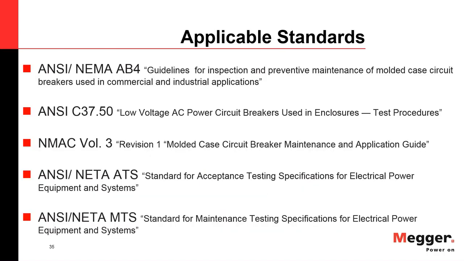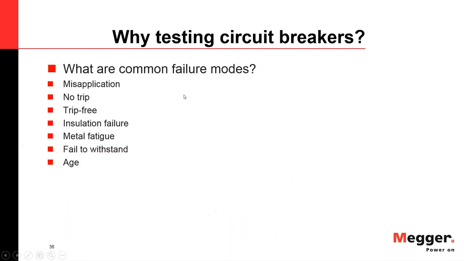Now there are a few standards applicable. The NEMA AB4 is the most important. For the nuclear power plants, the NMAC Volume 3 is very important. And there are a few others where you can find guidelines and standards and requirements on low voltage circuit breakers and the maintenance and the testing of low voltage circuit breakers, especially NEMA AB4.